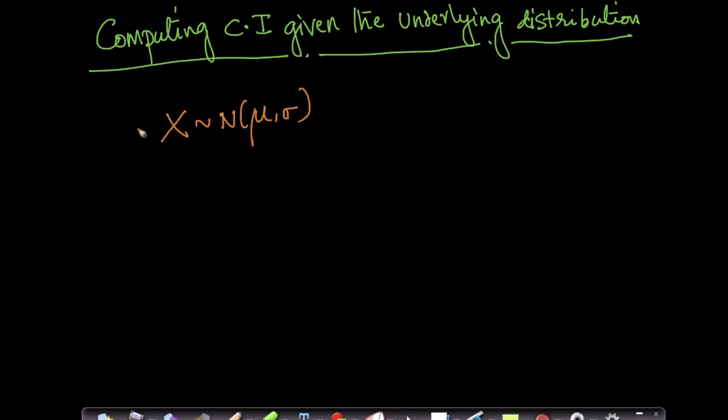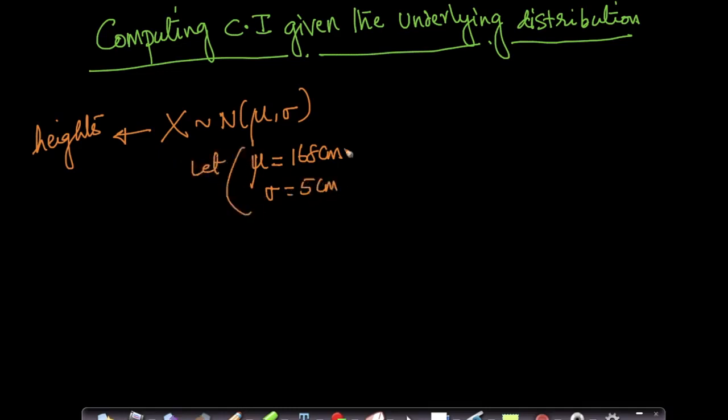Imagine that x is again the heights of people. Let's assume it follows a Gaussian distribution with the population mean equal to 168 centimeters and the population standard deviation equal to 5 centimeters. Let this be the case. I'm not saying this is what humans have. This is not the human population's mean and standard deviation. I'm just making an assumption here.